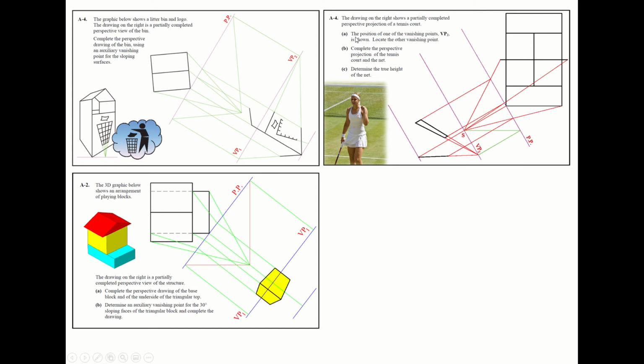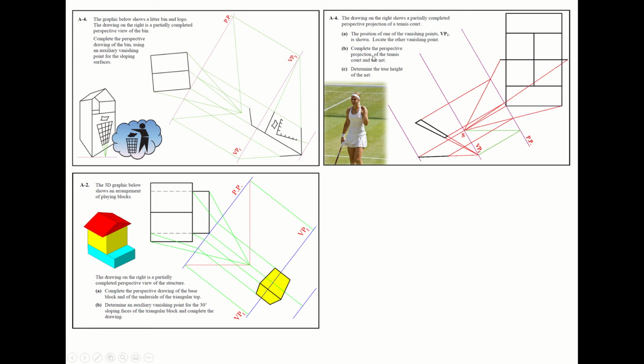And we're told that the position of one of the vanishing points, VP2, is shown. So that's VP2 there. There's our spectator. We went parallel to the edge there. That's VP2. We're told we want to locate the other vanishing point. That's not really any kind of major issue to us. We know that we could go parallel to our edge there from our spectator, and that will give us the position of our vanishing point.